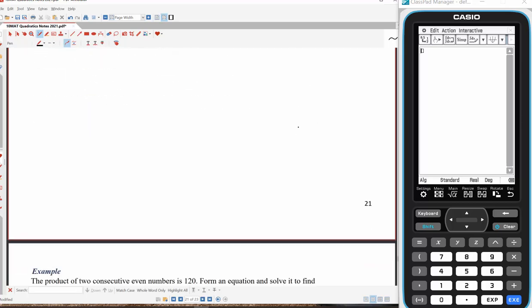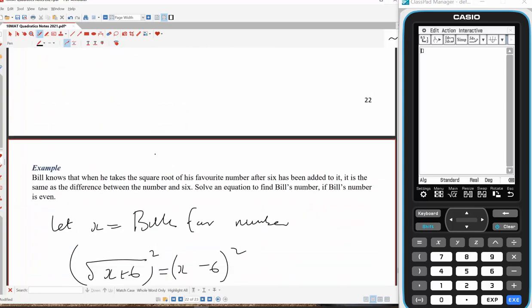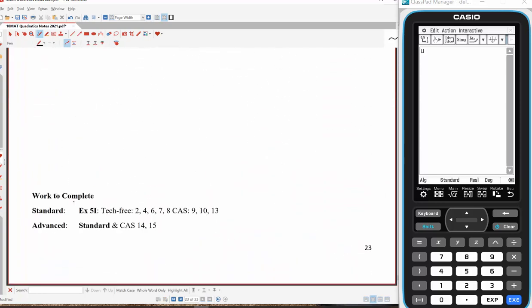Alrighty, so without further ado, you'll go ahead now and work through these problems, noting that CAS would be appropriate for 9, 10 and 13, and then for some of your more tricky problems, 14 and 15, both of them with CAS.